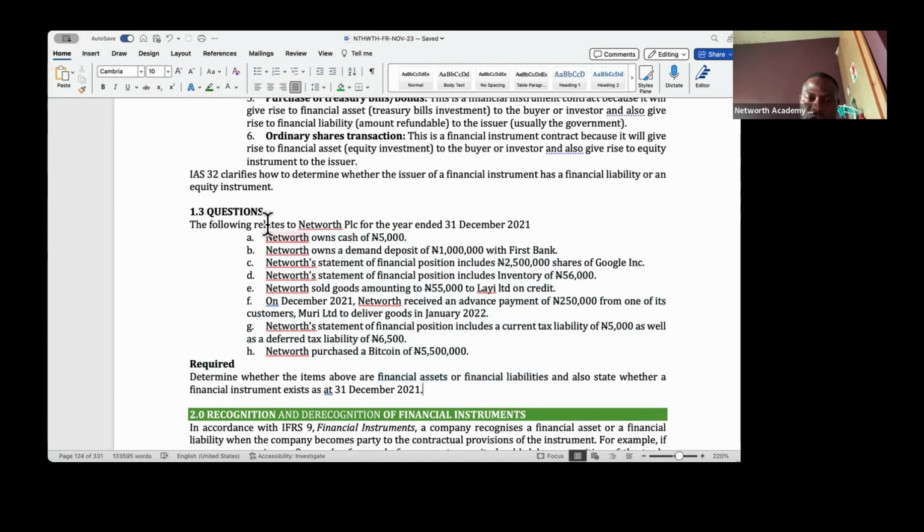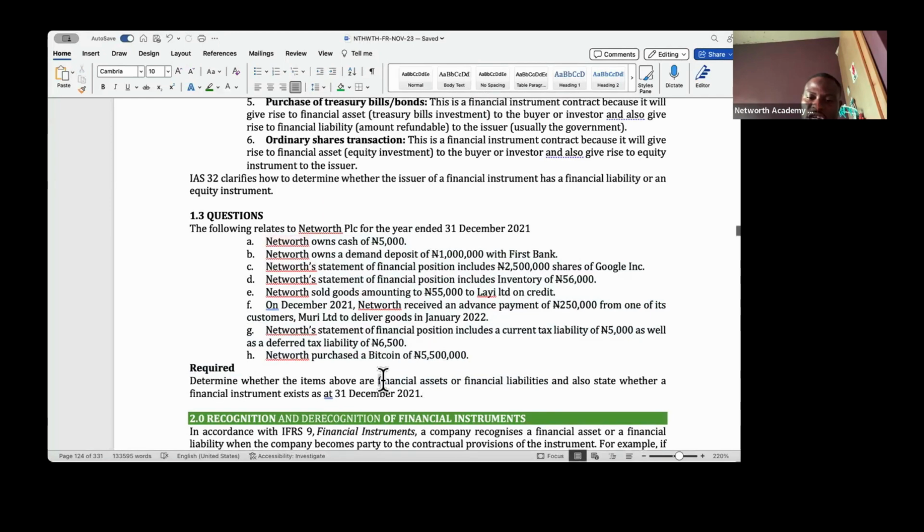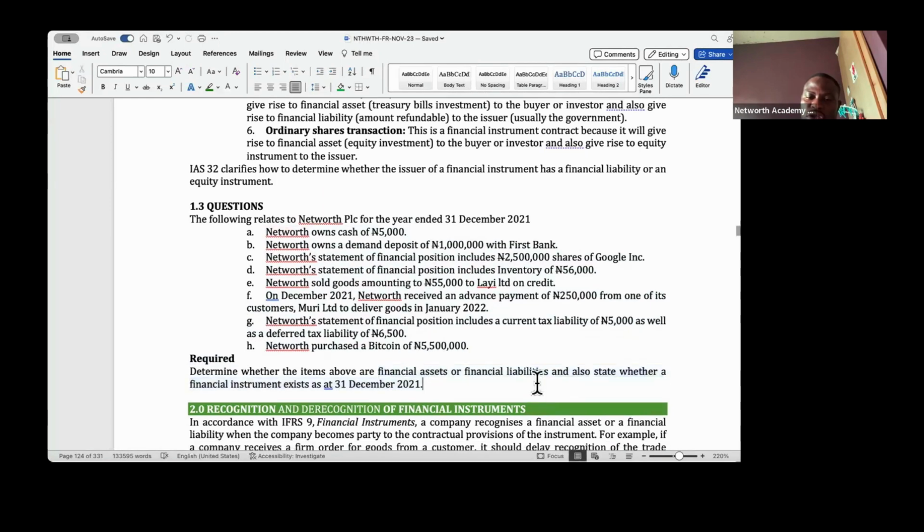All I need you to tell me when I call your name is, one, whether Networth has a financial asset or financial liability. And two, whether a financial instrument contract exists. And that's it. So alphabetically, Abiodun will go first.